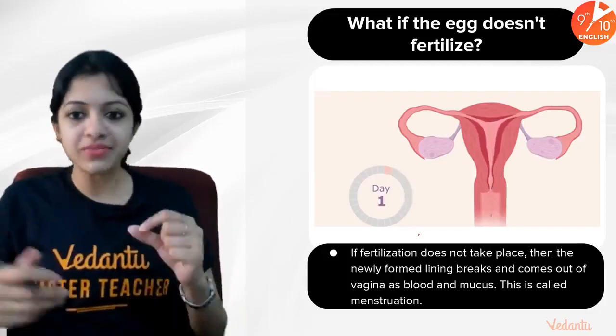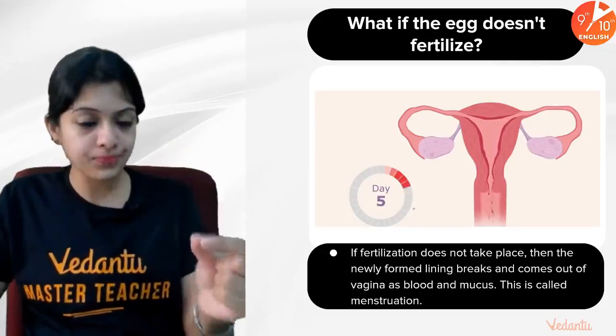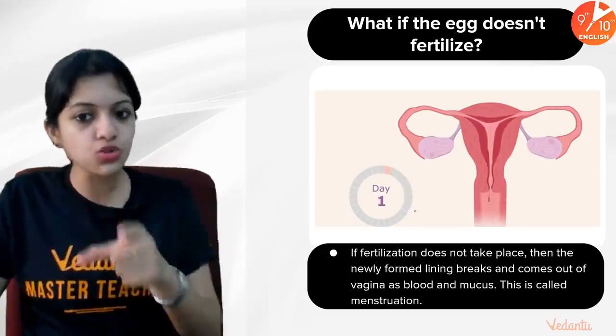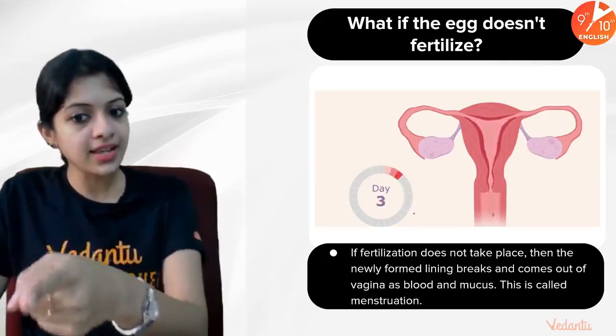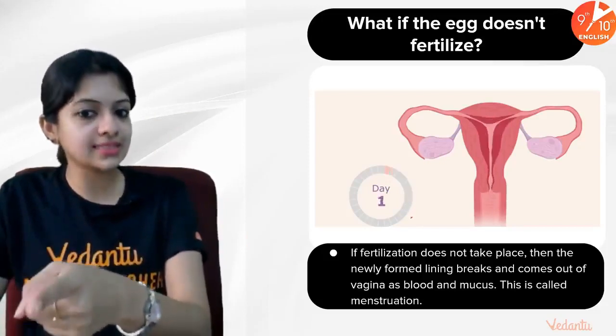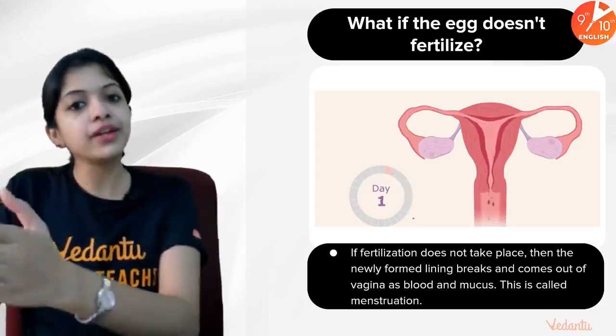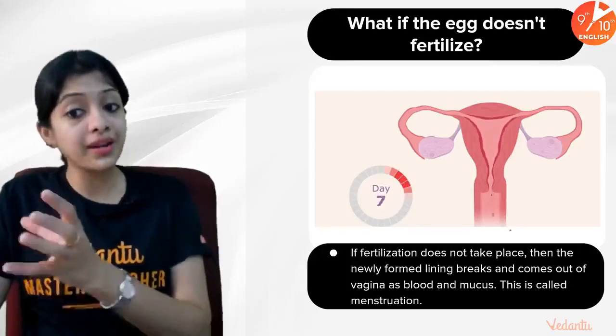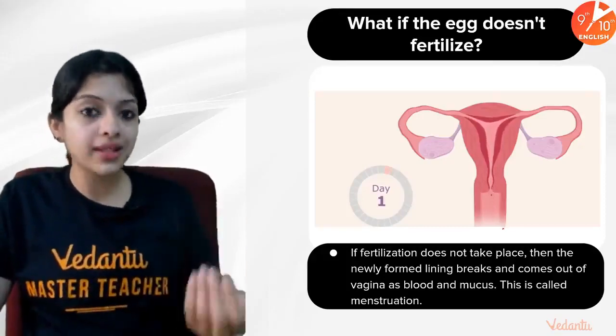So when we say day one of a menstrual cycle, if you look at this, you would understand day one, day 2, day 3, day 4, day 5, day 6, 7. Roughly day 1 to day 7 is what we describe as the menstrual phase.